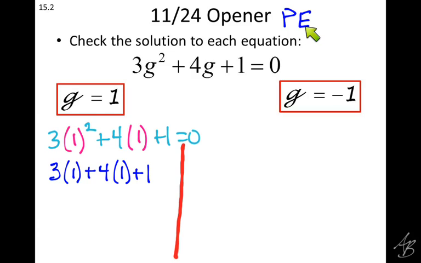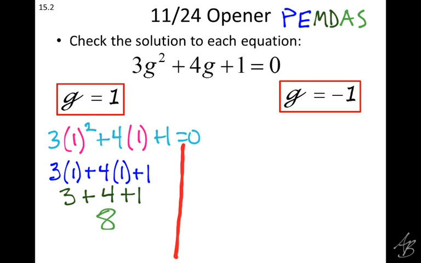And then once we do the exponents, after exponents comes, so we do multiplication and division next. Do we have any multiplication or division? Yep, 3 times 1 is 3, 4 times 1 is 4, and that's all the multiplication, right? Then what? Adding and subtracting. So we add and subtract. All we have is addition here. 3 plus 4 is 7, plus 1 is 8.